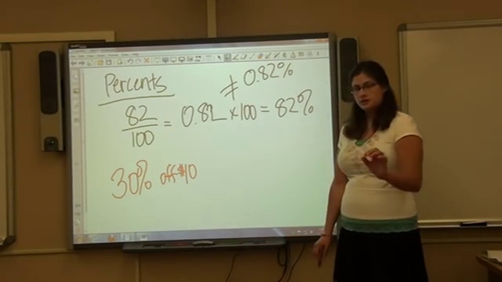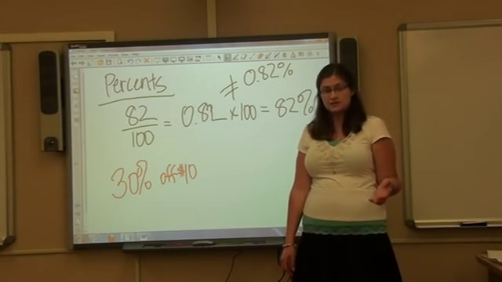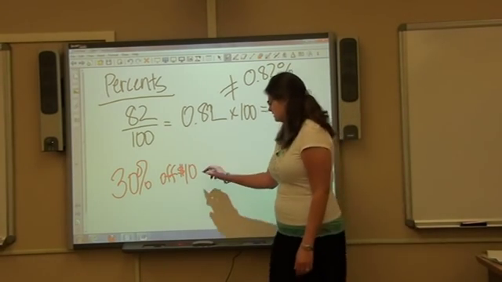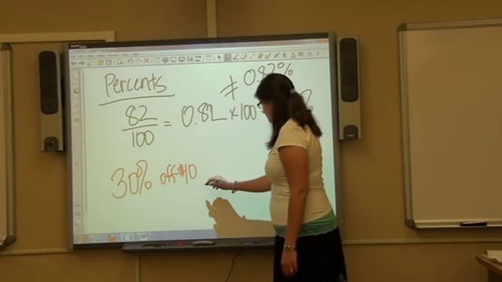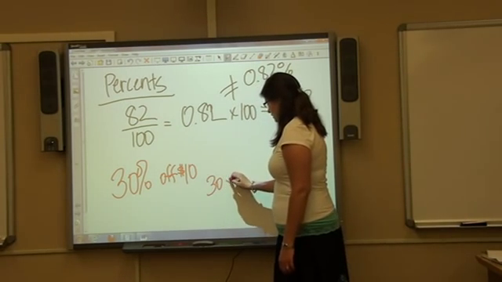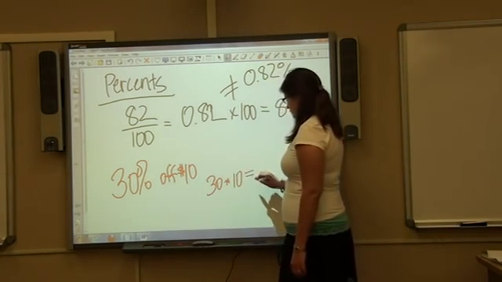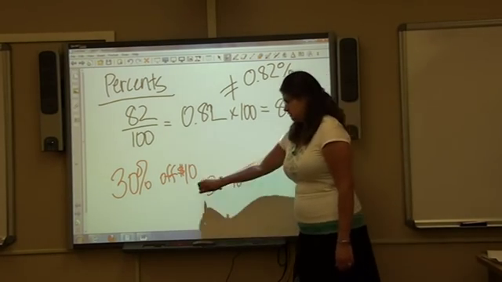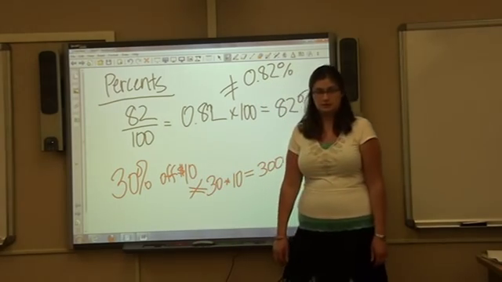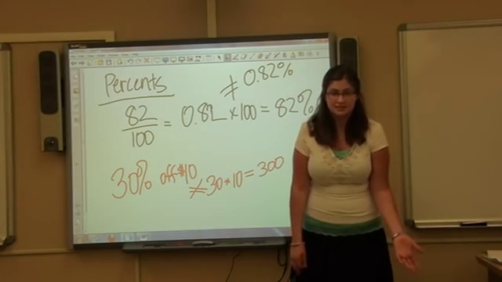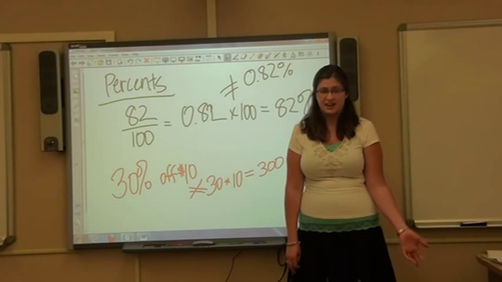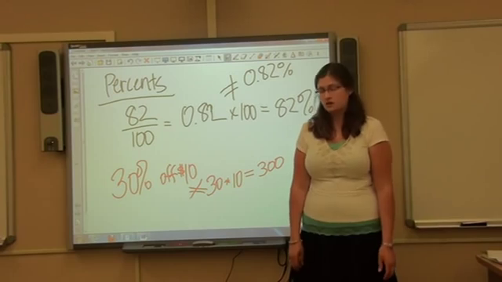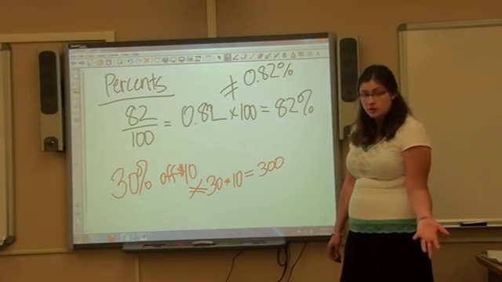Okay, to calculate how much savings I'm going to get, I don't multiply 30 times 10, because if I took 30 times 10, that would give me 300. That's not what that means. That obviously makes no sense. If I'm going to try to buy a $10 tie and I have a 30% off coupon, I'm not going to save 300 bucks. So how do we use the number then?